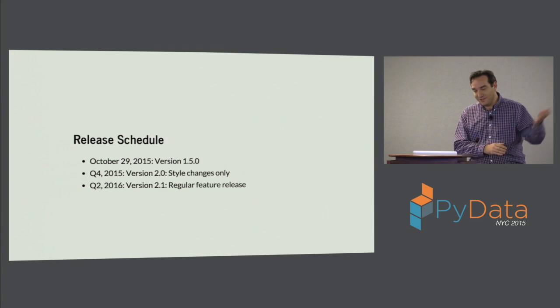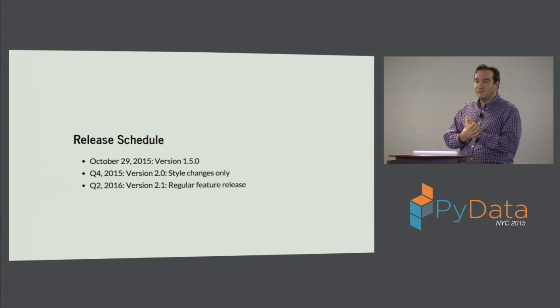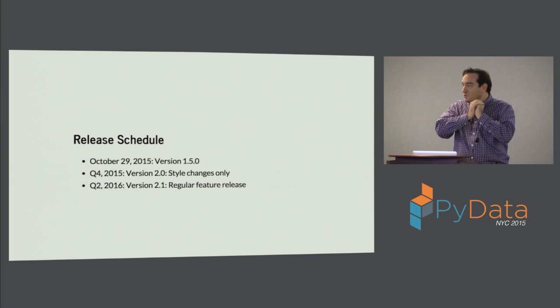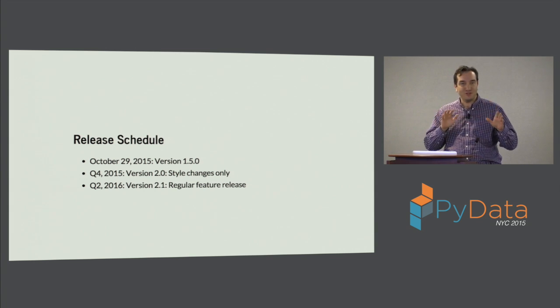This is our release schedule. On October 29th, as I said, we had version 1.5 come out. At the end of this year, we're going to put out our version 2.0, where we're changing all the styles. Everything's going to look a lot more modern. But anybody who's currently tweaking their styles and being very careful with it, things may break. That's why we're calling it 2.0. But we're only going to change styles. We're not going to add a ton of other features.